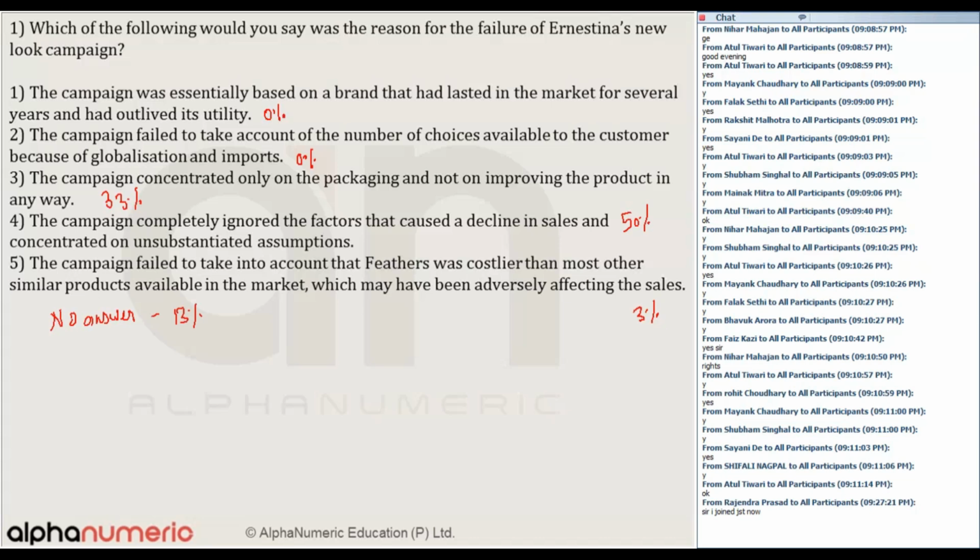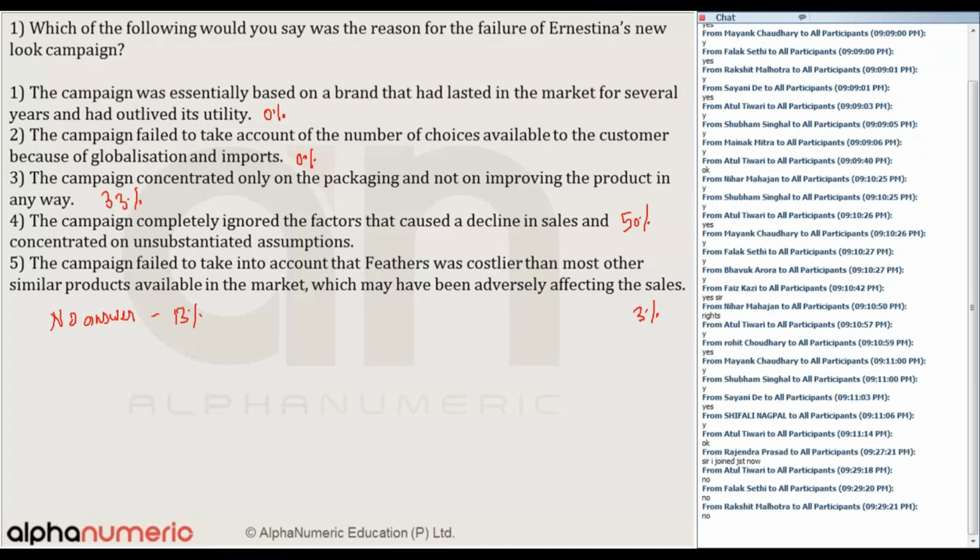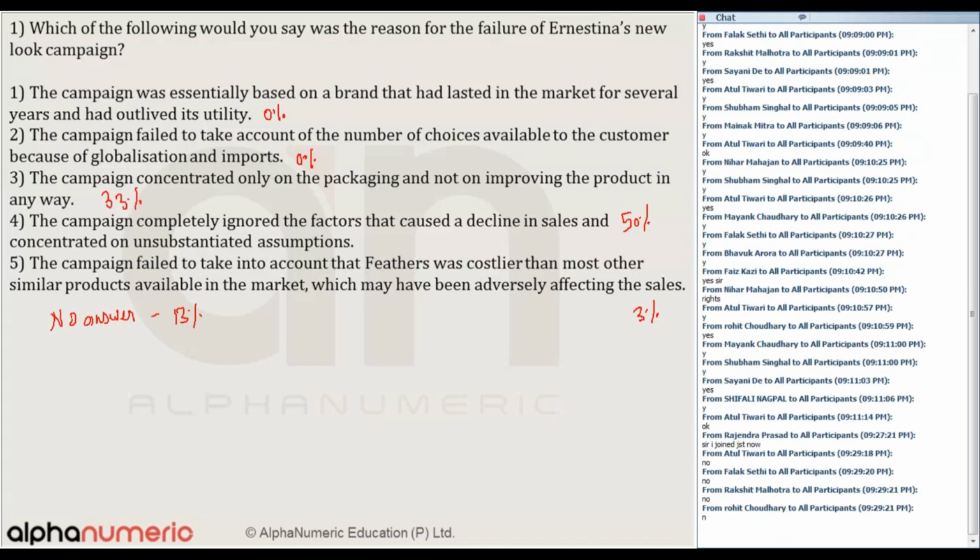Okay. So let's see what is the answer here. Since none of you had marked option number 1 and 2, of course these two options are not right. So does anyone want me to discuss these two options? Please tell me. No. Okay. So I'm not going to explain the first and the second option.